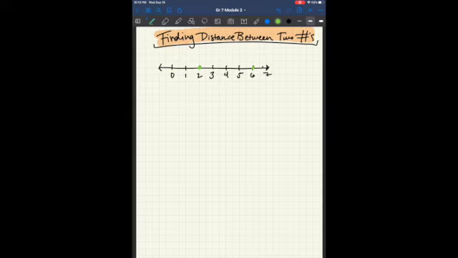So we can count the distance between 2 and 6 just by hopping to the next number. So from 2, we go 1, 2, 3, 4, and we get to 6. So the distance between 2 and 6 is 4 because we counted 1, 2, 3, 4 spaces away.